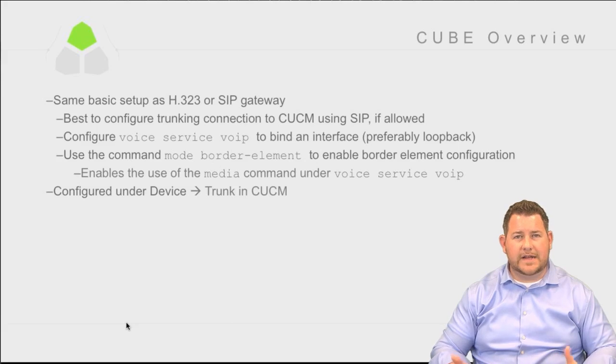So the command here, mode border element, is very important as well. It allows you to use those media commands when you enter that command. But when you use the mode border element command, you actually have to restart your router in order to let that take effect. So my advice then is, if you know where the CUBE exists early in your lab as you're reading through it, maybe enter that command in there and do a quick reboot of the router while you're reading through the lab or while you're doing something else. Because you don't want to be waiting on the router to reboot as you're going through the lab. You just don't have time to wait, you know. So it's better to just enter that command, save it, do a quick reboot, and that's it.